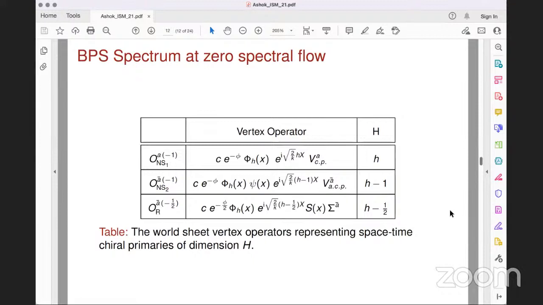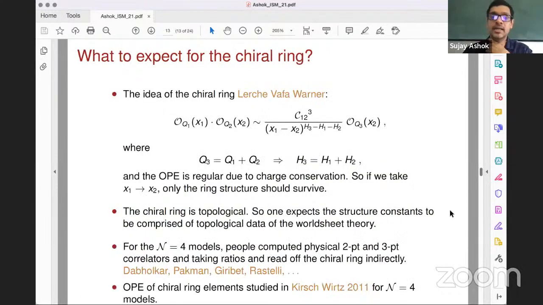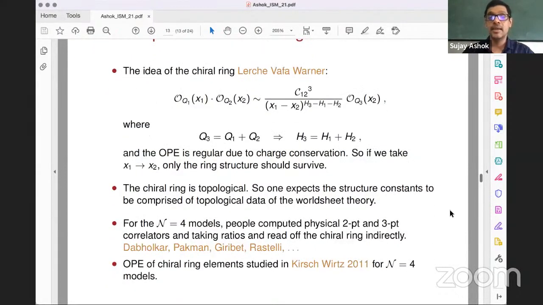Okay. Sure. So what can we expect for the chiral ring? The work on the chiral ring goes back to the classic paper by Aharony, Kutasov and Warner. If you take a general operator product expansion of two fields in the boundary CFT, you will find something that looks like this. But because I have chiral ring elements, conservation of the U(1) R-charge ensures that the OPE, or the operator product expansion, is completely regular. So what we want to find is C_123.